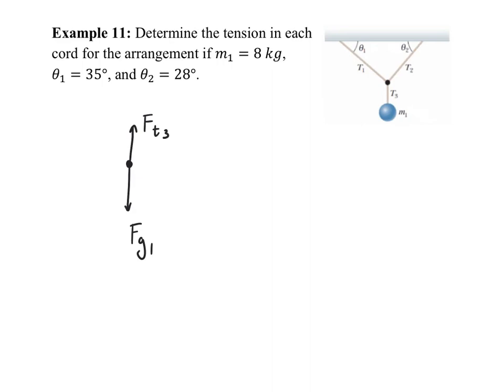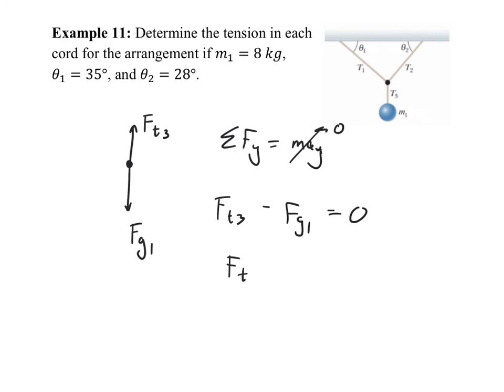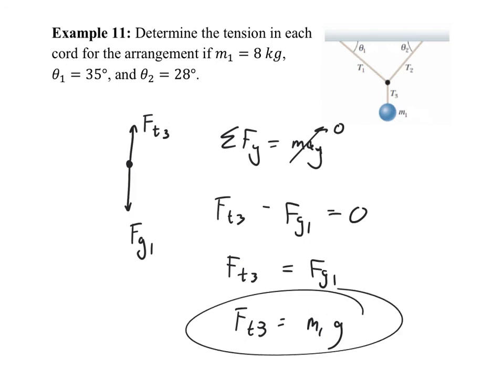Right, I can do that. So let's go ahead and say, for this object, the sum of the forces equals ma. That's going to be 0 because it's not moving at all. We've got tension pulling up. We've got the weight of this object pulling down. So the tension pulling up will equal the weight of the object pulling down. So the tension is going to equal the weight, or the mass times gravity. So there's my solution for the tension in the third chord. That's the easy part of this problem.